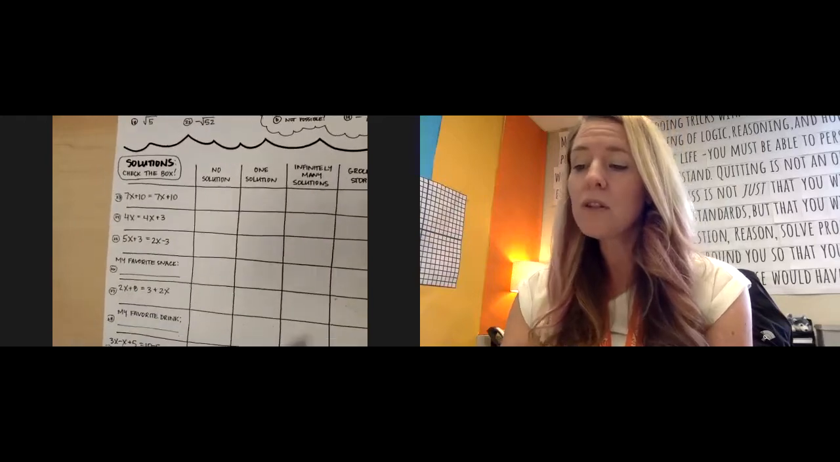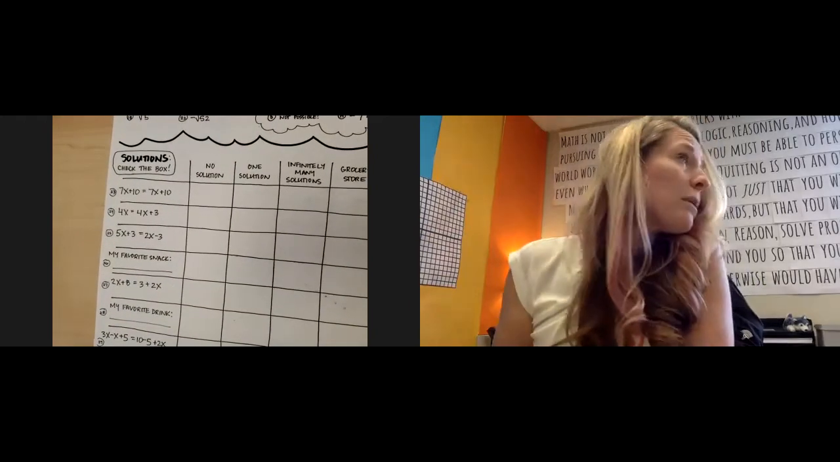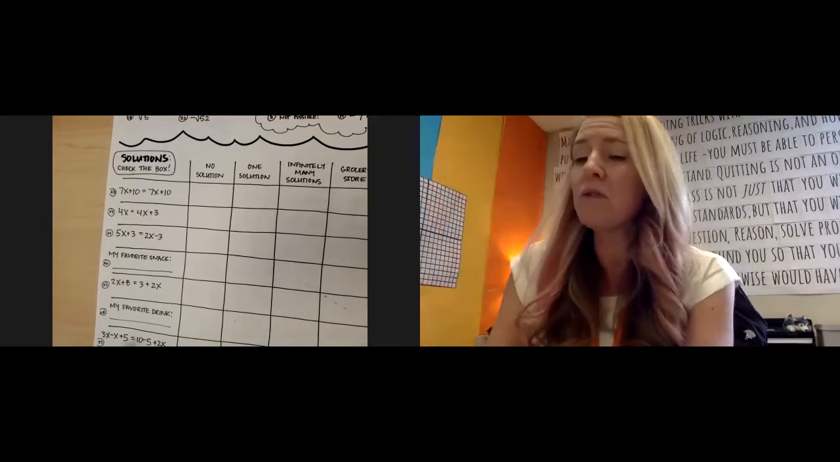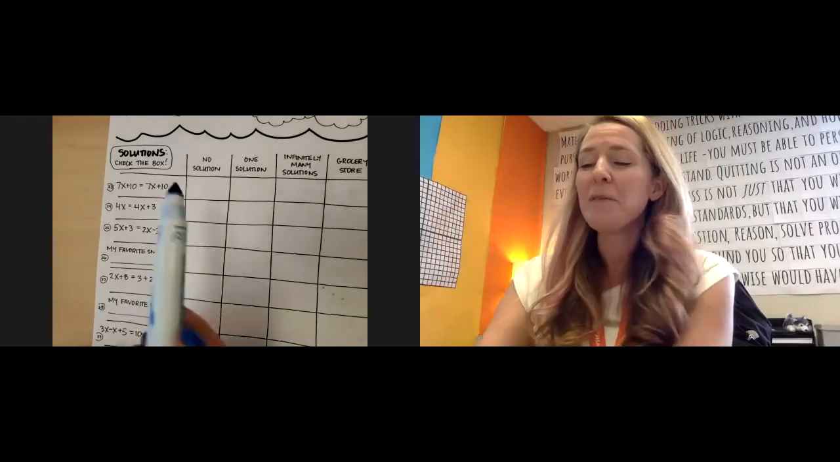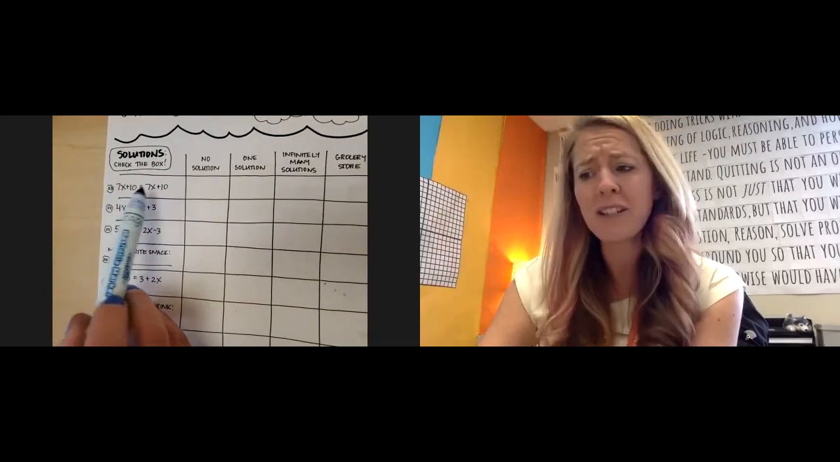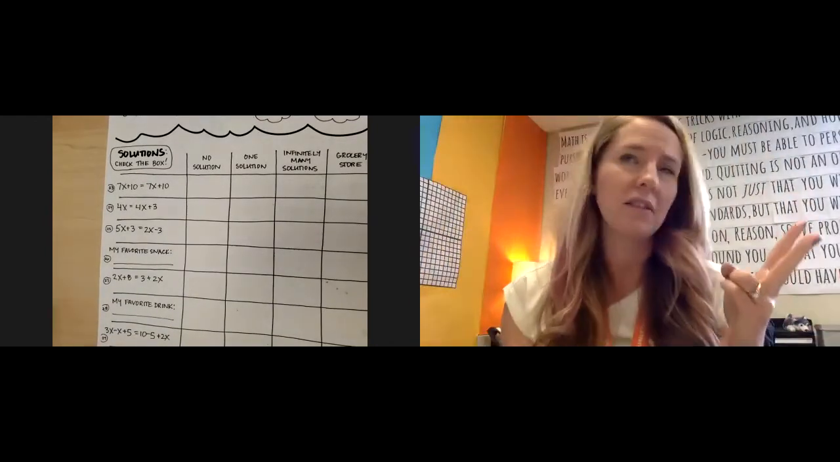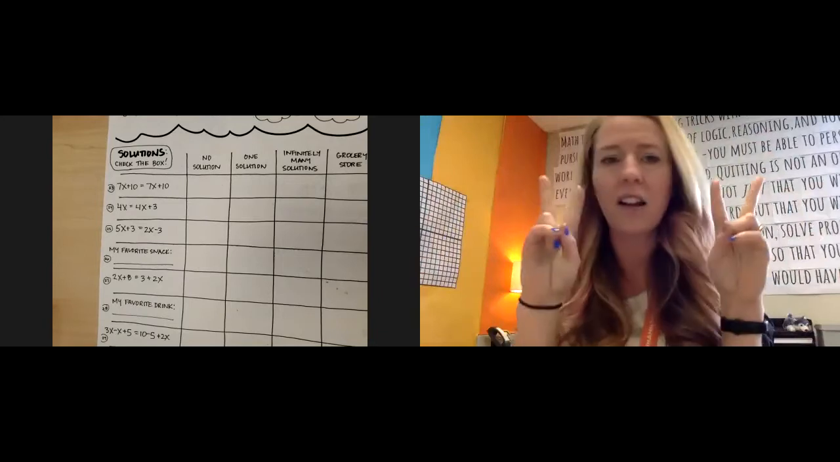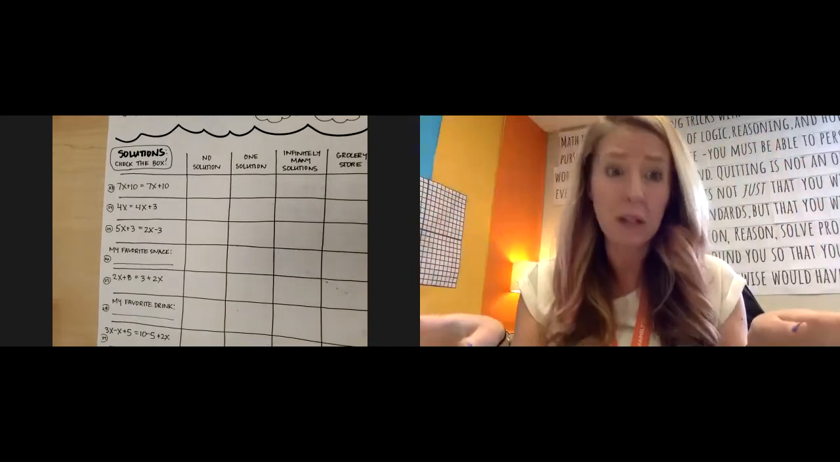Last but not least, solutions. Remember, there are infinitely many solutions, no solutions, maybe there's just one solution. So whenever you have the same amount of x's and then you have the same amount of constants, you are doing the same thing to the number. Multiply by 7, add 10. Multiply by 7 over here and add 10. Same thing. You can put any number in there and get the same results, infinitely many.